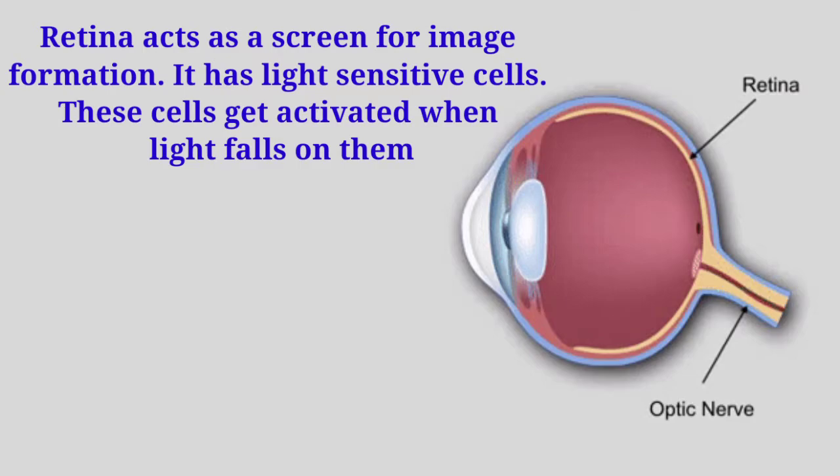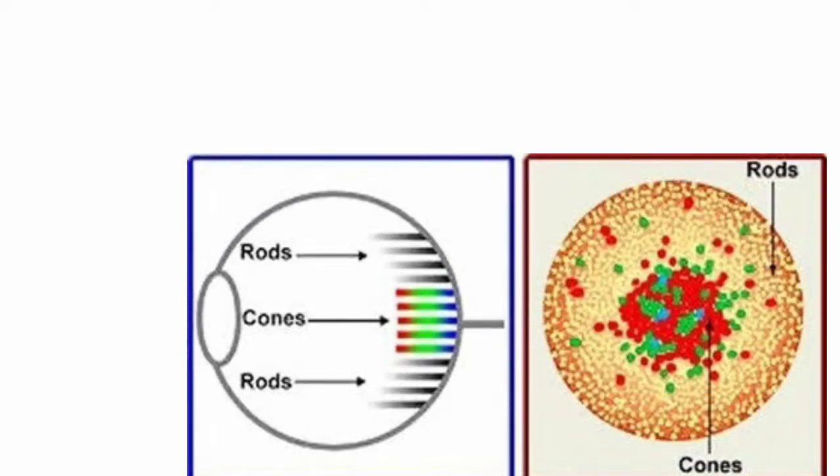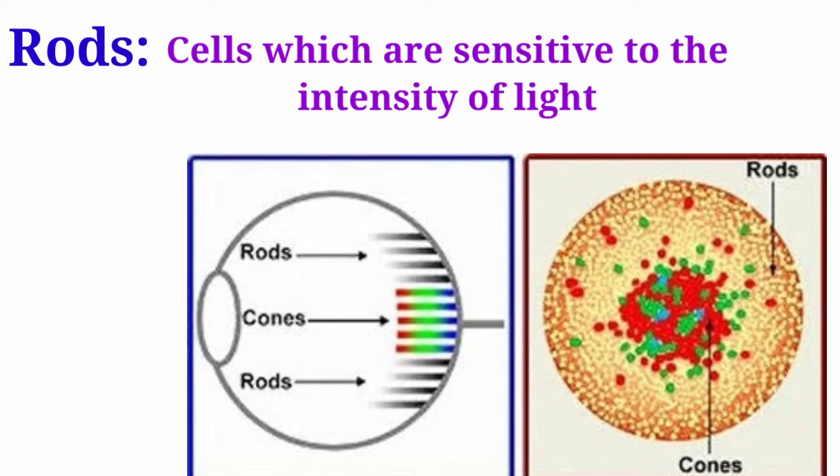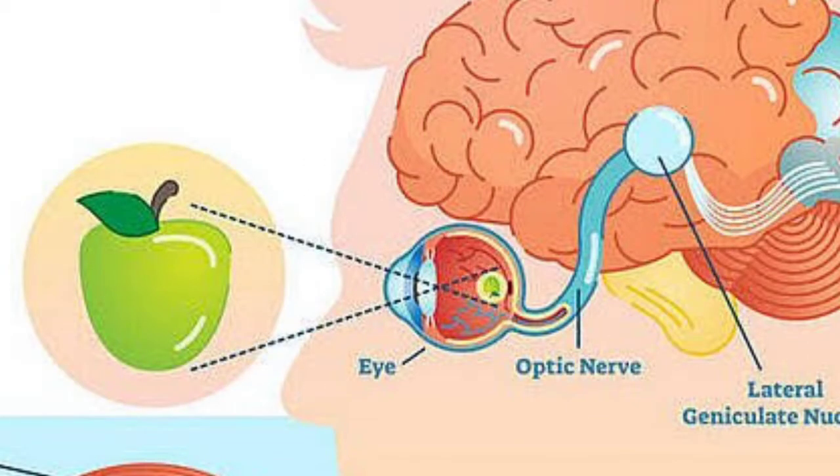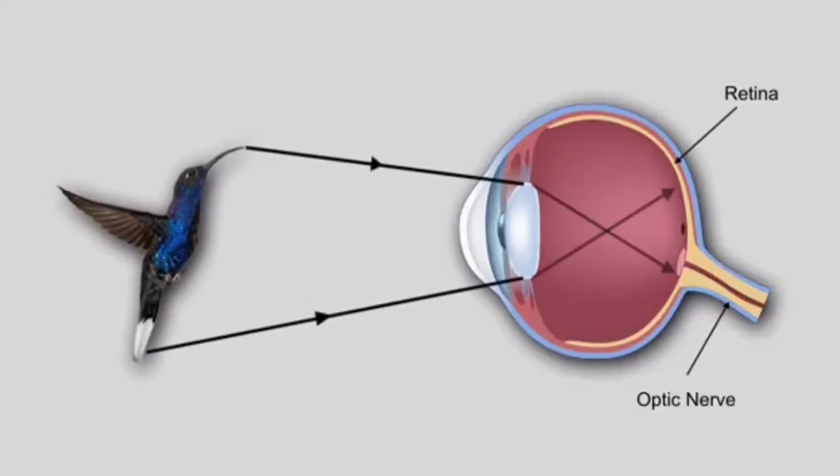It has light sensitive cells. These cells get activated when light falls on them. There are two kinds of light sensitive cells on the retina, rods and cones. Cells which are sensitive to the intensity of light are called rods, and cells which are sensitive to the colors of the light are called cones. They generate electrical impulses which are sent to the brain via the optic nerve, and then the brain understands the image.